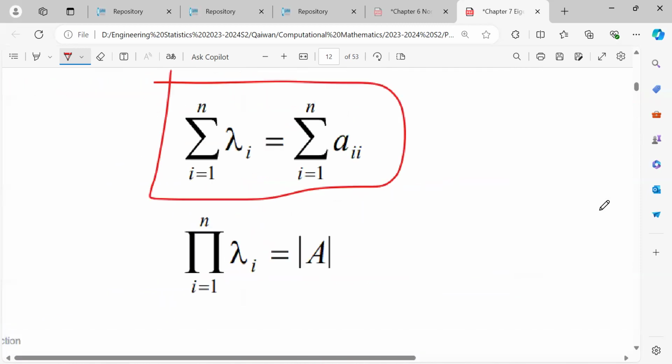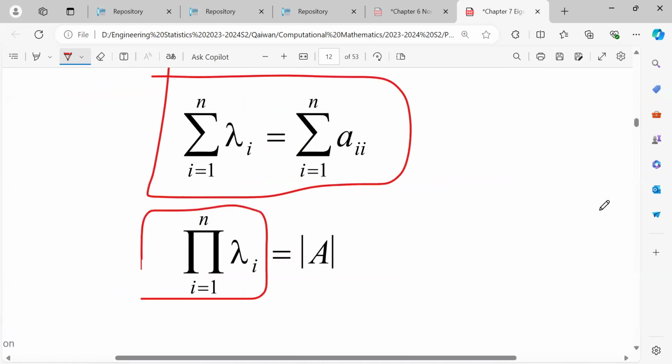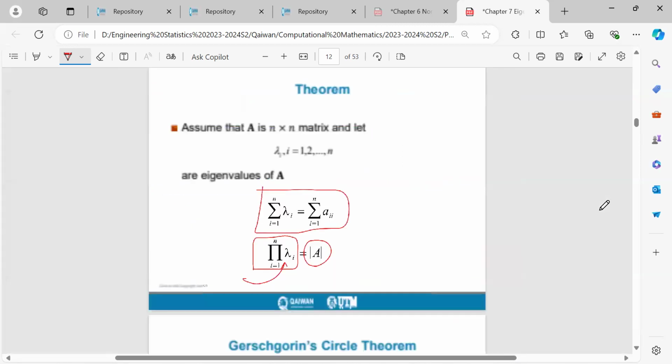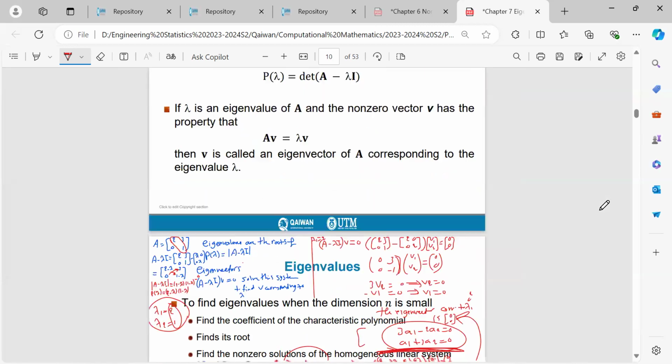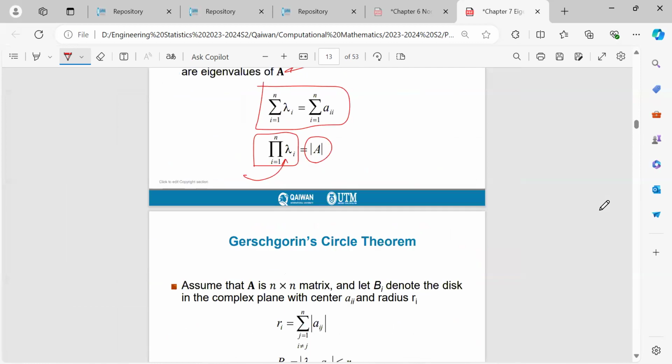And also the multiplication of all eigenvalues is equal to the determinant of the matrix. In the above one, we said, let me check, 2 3 0 1.